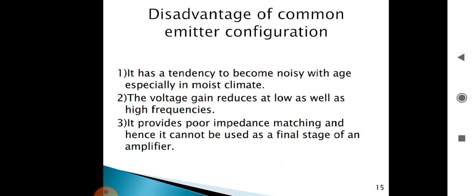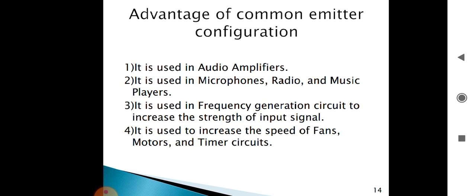Then the disadvantages: it is noisy, it produces noise signals. Then voltage gain reduces at high frequency when we increase the frequency, and it provides poor impedance matching. These are some disadvantages of common emitter configuration. So this is about the three configurations of transistor.